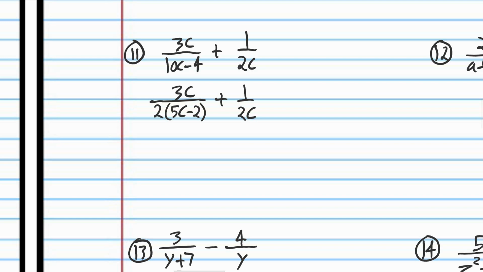So this is the type of problem where we're using all those colors. They both have 2's, so we don't need to worry about the 2's. But this one has a c factor, and this one doesn't have a c factor. This one has a 5c minus 2 factor, and this one doesn't have a 5c minus 2 factor. So because this one doesn't have a c, we're going to multiply, and I'm talking about the denominators, I'm not talking about this c, so we're going to multiply both sides of this fraction by c.